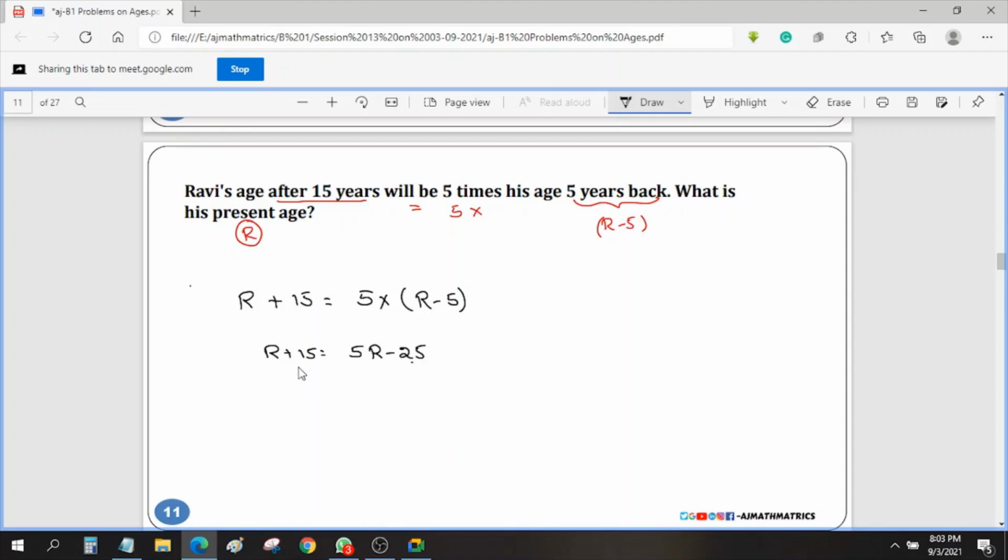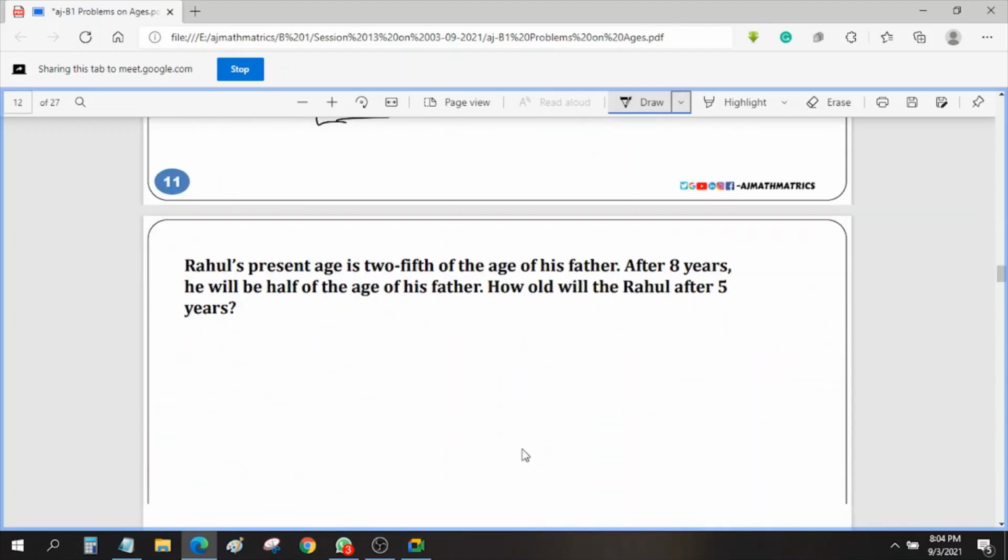So take the 25 to the left hand side and R to the right hand side. So which will be 40 equal to 4R. So R equal to 10. This is the answer for the question. If you take 25 to the left hand side it will become positive, so 25 plus 15, and R if you take it to the right hand side it will become 4R. So R equal to 10. So this is how we need to solve.